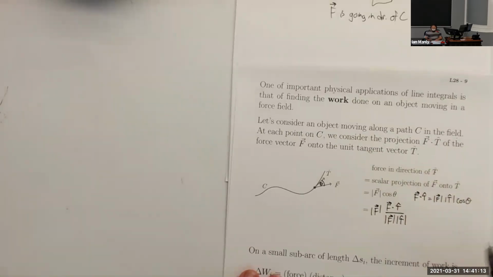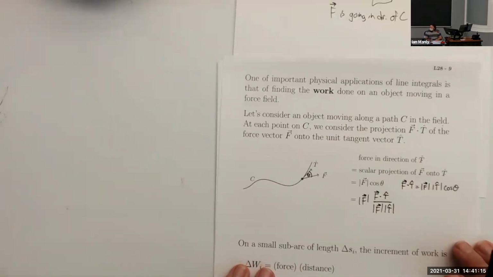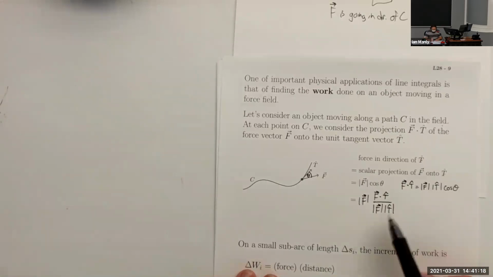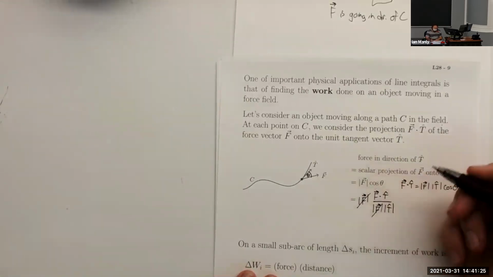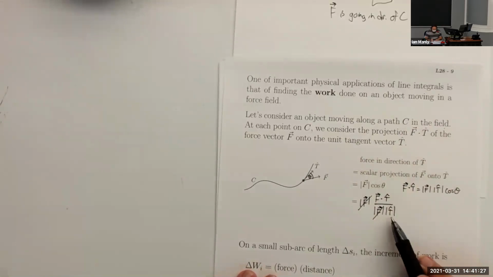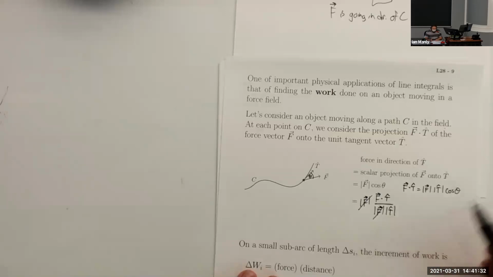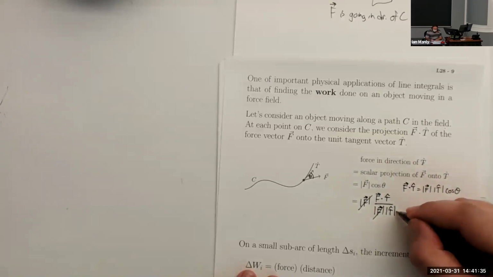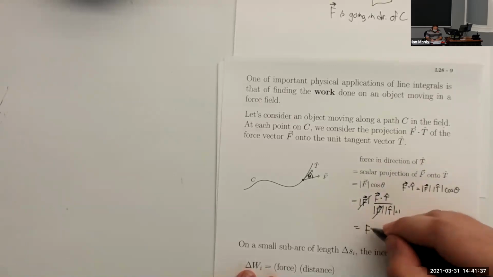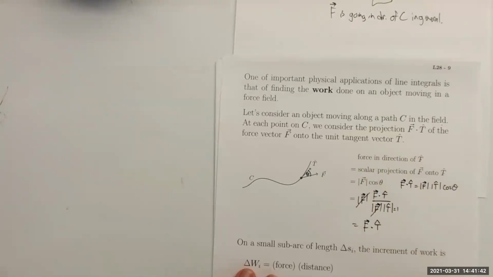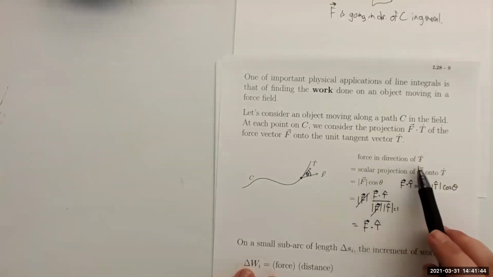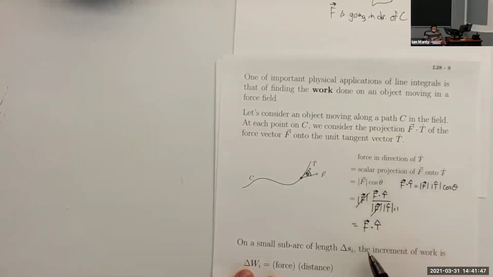Okay, and that will be cosine of theta. All right. So let's simplify this a bit. We notice that we have a magnitude of F up here and a magnitude of F down here, so those will cancel. Now, what's the magnitude of t hat going to be? It's just 1, right? Because t hat is a unit vector. So this further simplifies to just be F dot t right here. So that's what the force in the direction of t hat is going to end up being.